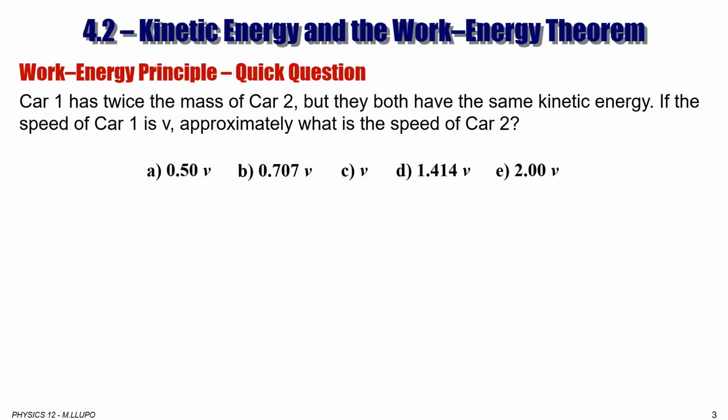A, 0.5 of v. B, 0.707 of v. C, the same as car 1. D, 1.414 v, or twice as much as car 1. Now, you can pause the video and try to answer this question.